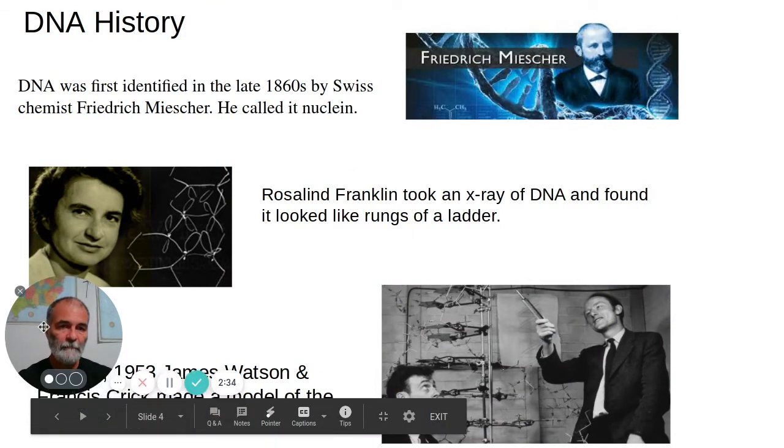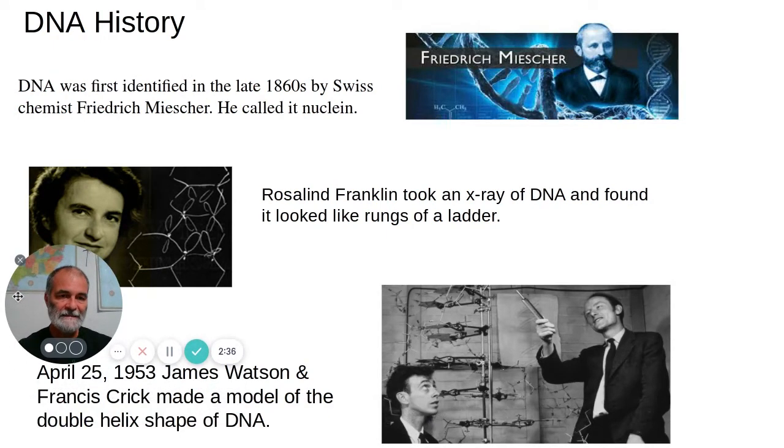So, a little bit of a history of DNA. It all started off back in the late 1860s. There was a Swiss chemist by the name of Friedrich Miescher, and he found this stuff called DNA, except he called it nuclein. He discovered DNA, but he called it something different. Does it sound familiar? Like cells, animalcules, and then cells?